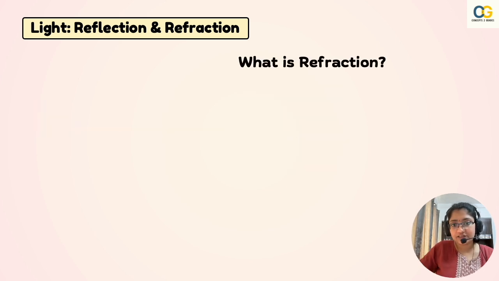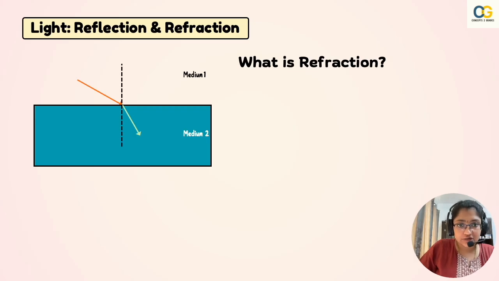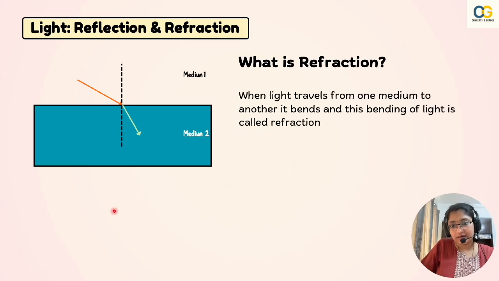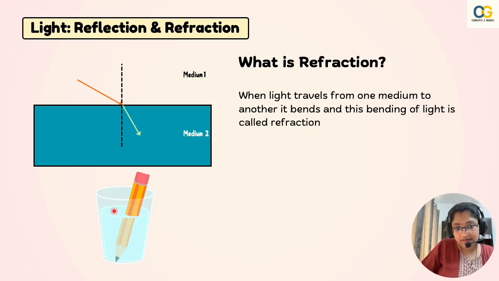Coming to refraction, refraction is the bending of light. When light travels from one medium to another medium, light bends. This bending of light from one medium to another is called refraction. This is why when you put a pencil in a glass of water, it is moving from air to water. So the medium has changed, and there is a slight bend in the pencil when you see it. This is an example of refraction.